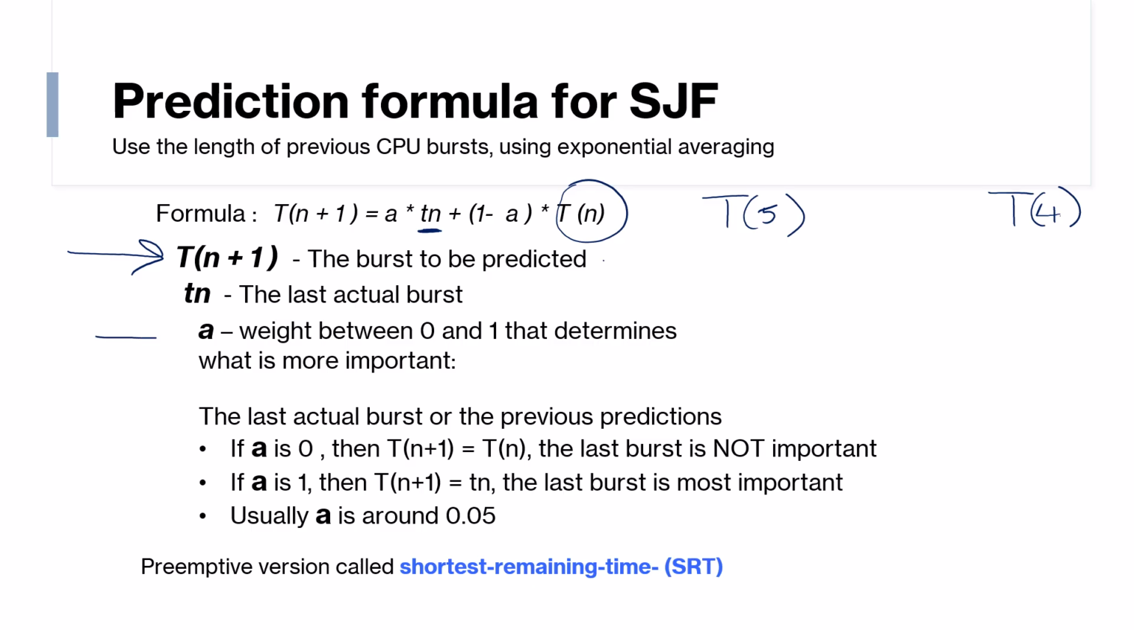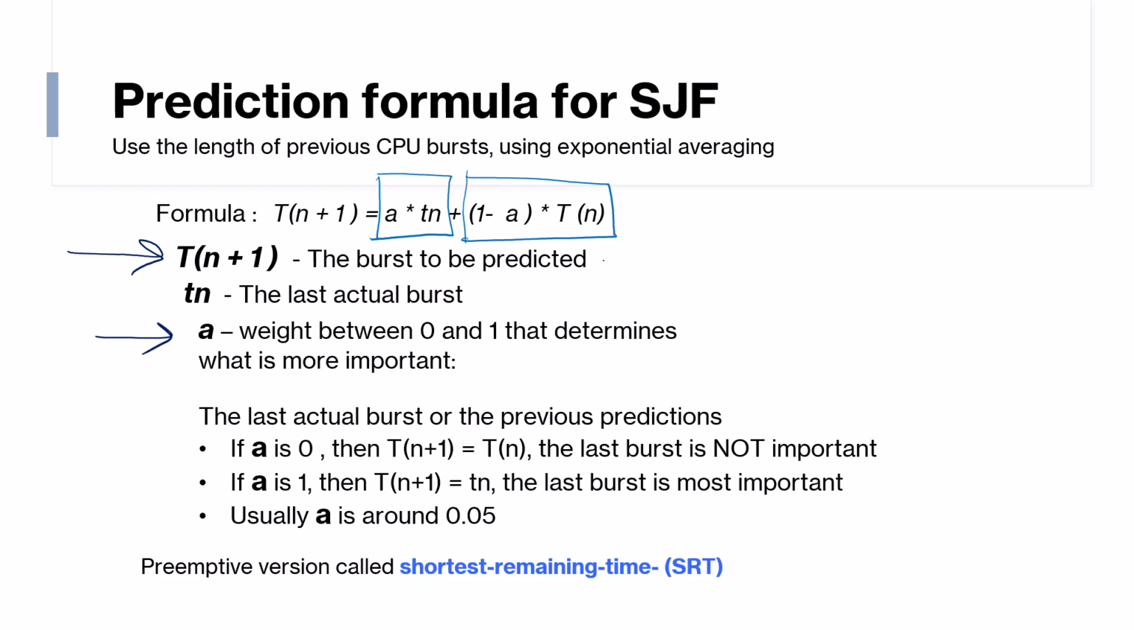And then A is a weight. So A is going to determine which is more important. So if you take a look here, you multiply the A times the previous burst that you just did, and you multiply 1 minus A times the average of all the previous bursts that was calculated, and it's going to decide which one is more important.